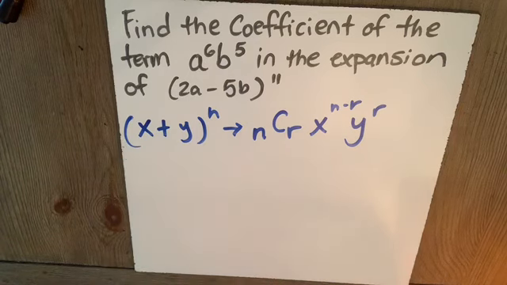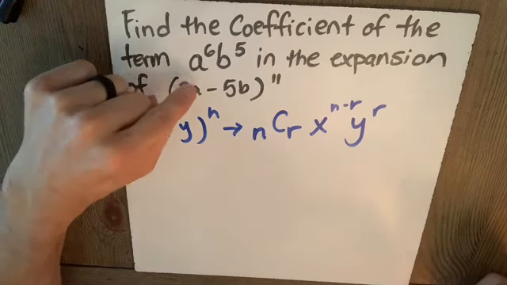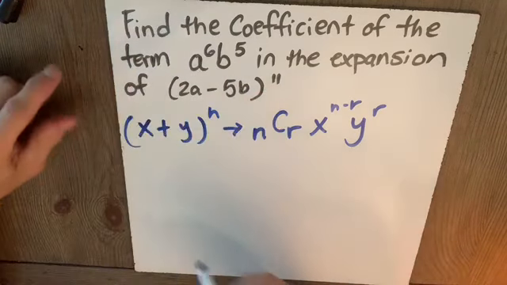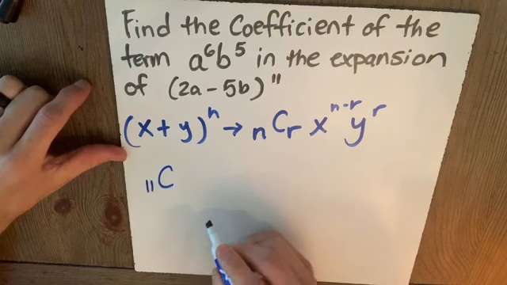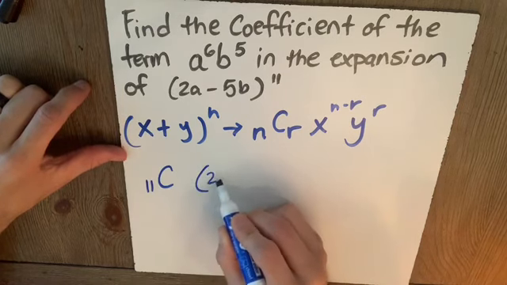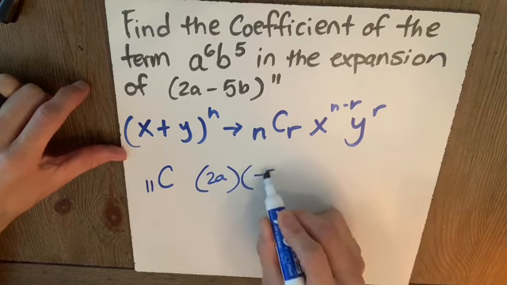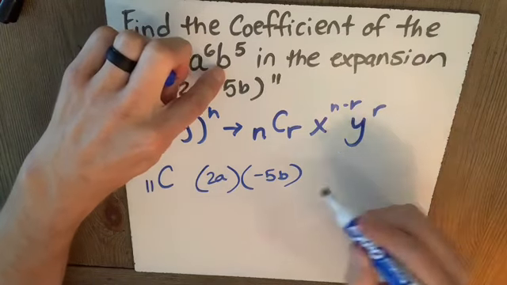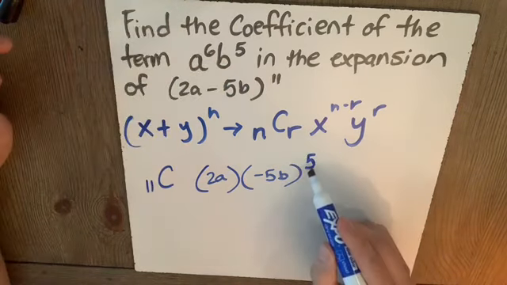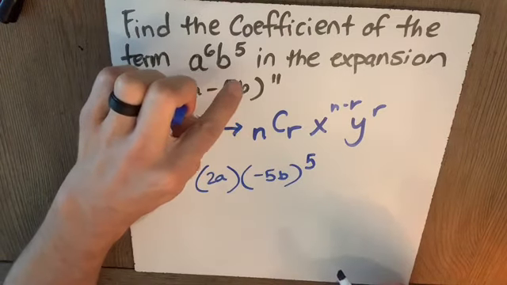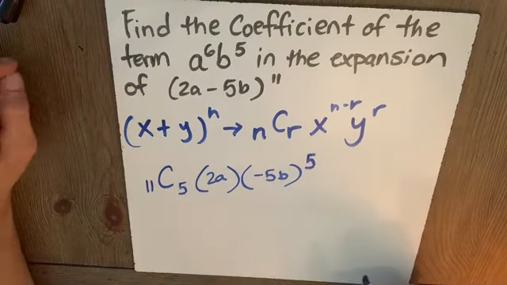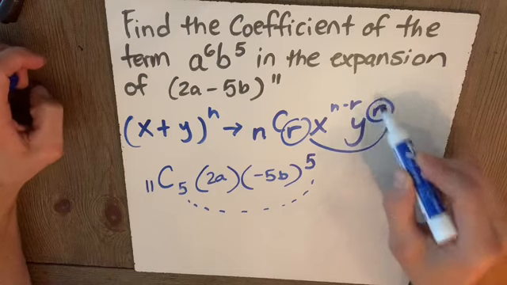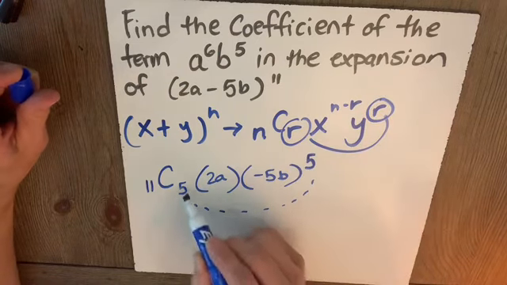I'd much rather use this and say, well, playing the role of x today is 2a, and playing the role of y today is negative 5b. So n here is 11. I know this is 11c something. My first term is 2a. My second term is negative 5b. Now, I am looking for the term b to the 5th. If this is to the 5th power, because I eventually want to have b to the 5th power, then this has to be 5 as well. Because I have this connection with my formula. Whatever's here is going to wind up here. So if this has to be 5, this has to be 5.